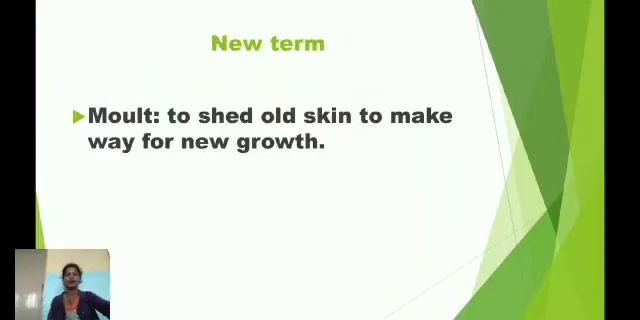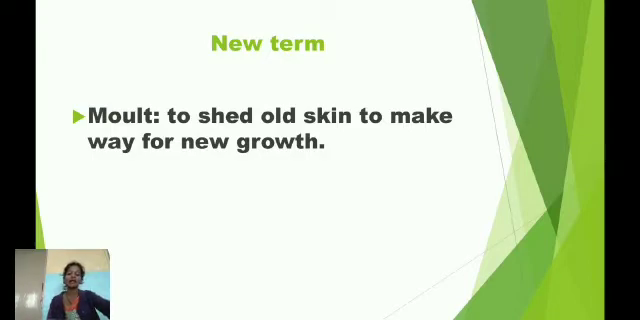Here is a new term, molt, to shed old skin to make way for new growth. Again, it begins to gobble up the leaf and continues to grow. Gobble up means to eat too fast. In 2 to 3 days, it molts for the second time. In this way, it molts 4 times. It remains in the caterpillar stage for 10 to 12 days.